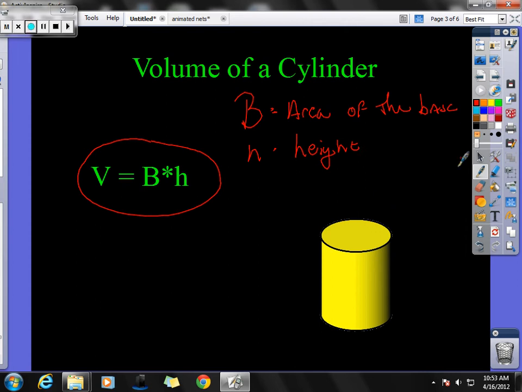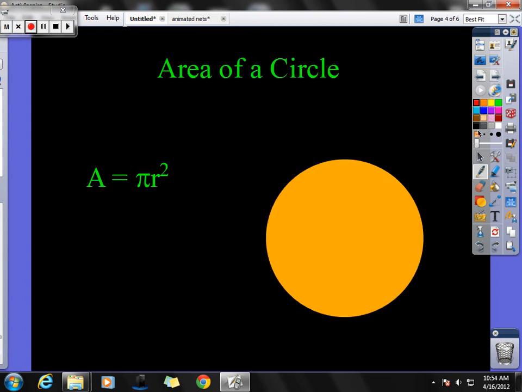And if we are talking about a cylinder, which we are, we can see that a cylinder has a circular base. So it has a circle at the top. It will also have a circle at the bottom of that base. It'll look something like that. That's not a perfect circle, but you'll get the idea. So in order to calculate the area of the base, we need to first calculate the area of a circle.